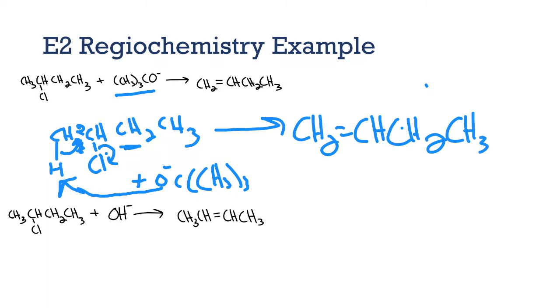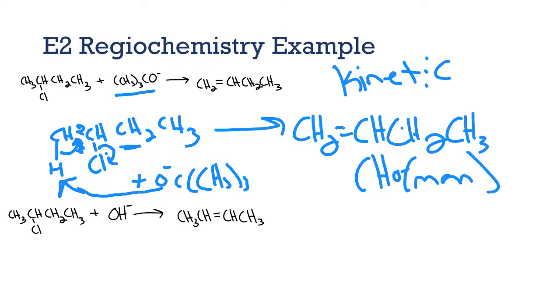Even though it's less stable, this is under kinetic control, which means that the major product is determined by how fast the reaction goes. So the t-butoxide taking that first hydrogen, this mechanism will be a lot faster than it trying to take that third carbon's hydrogen. Because it's happening faster, that will be the major product. So this is under kinetic control, and this is a Hofmann reaction.